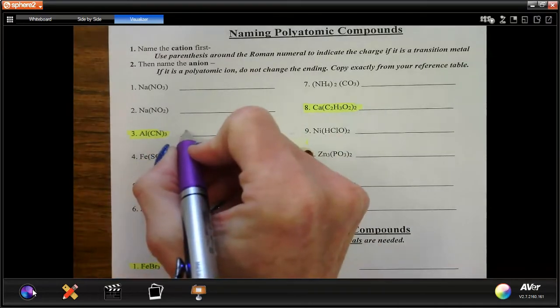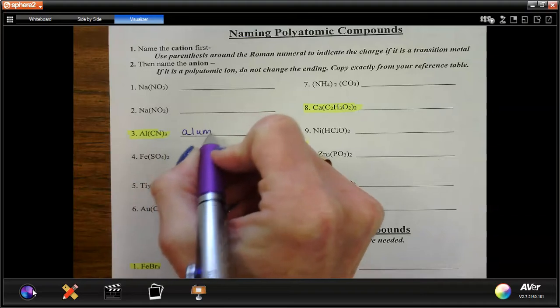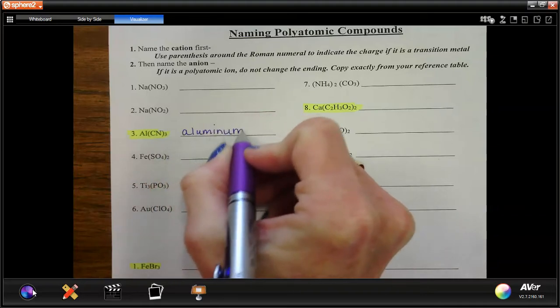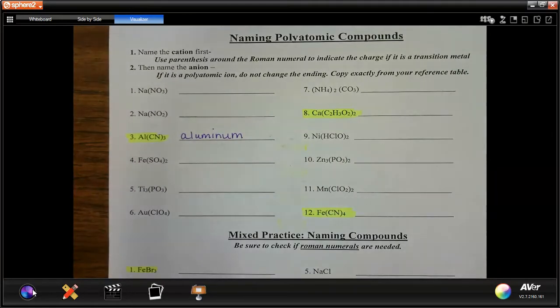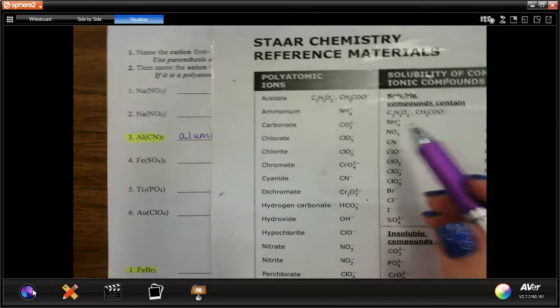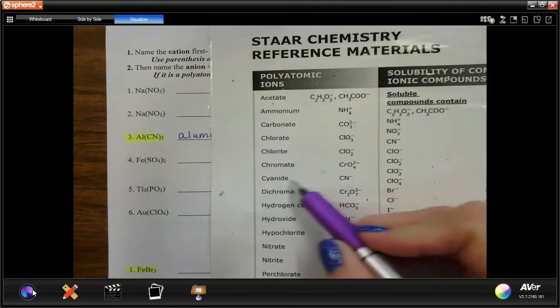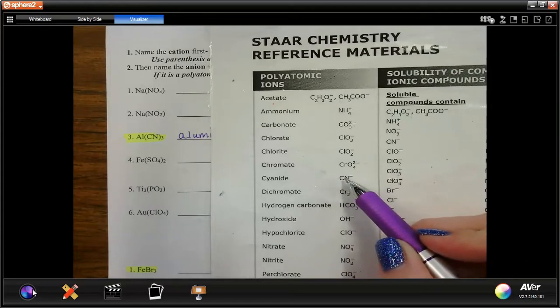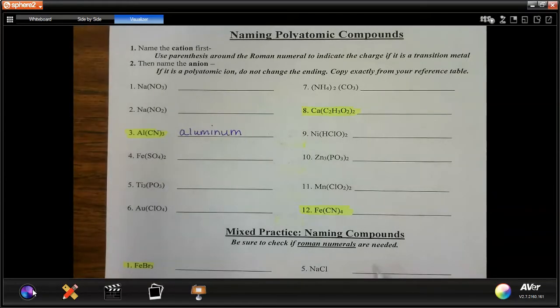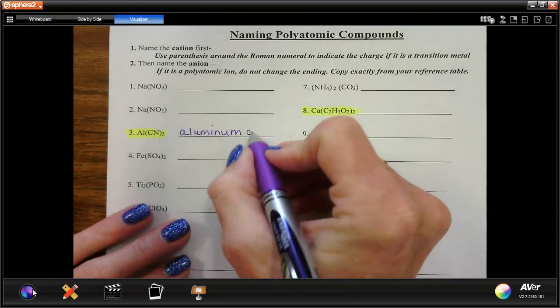So the name here is aluminum. And CN is a polyatomic ion. It's in parentheses, just like I like to see it. So CN is right there. Okay, might be different on your list, but it's the same polyatomic ion. This is cyanide. So this is aluminum cyanide.